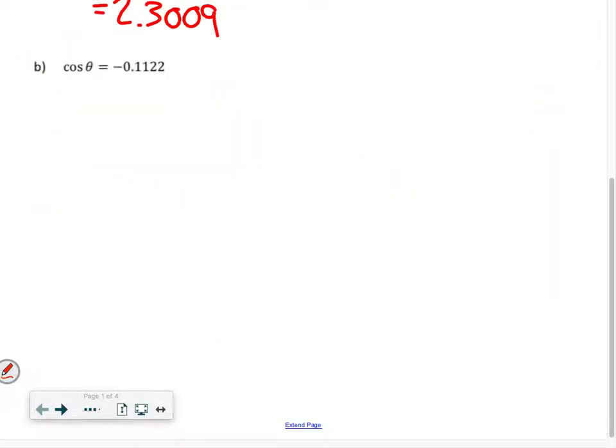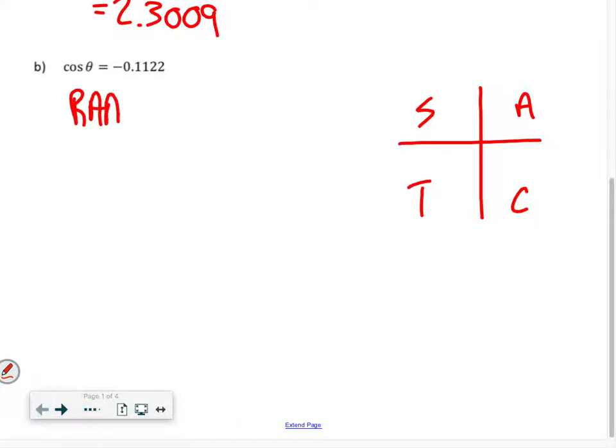Alright, looking at this next one, I'm just going to set it up. Okay, I think you should be able to solve it. First thing you want to do is look at CAST, see where we're going to be. When we're using our related acute angle, it's always helpful to just look at the positive value of our answer, or our ratio. After that, you're going to be able to solve for your related acute angle and find your two angles.